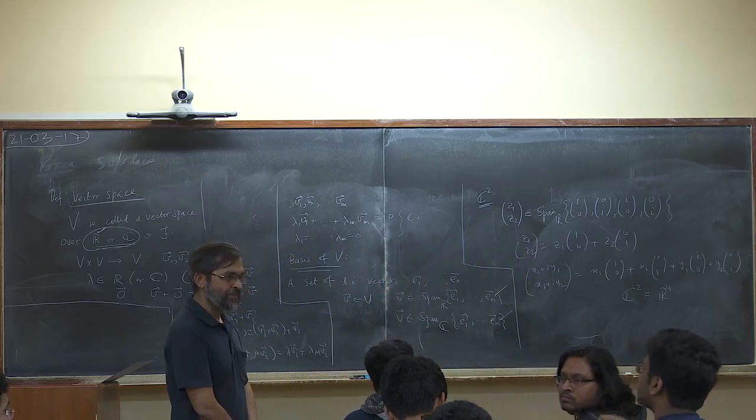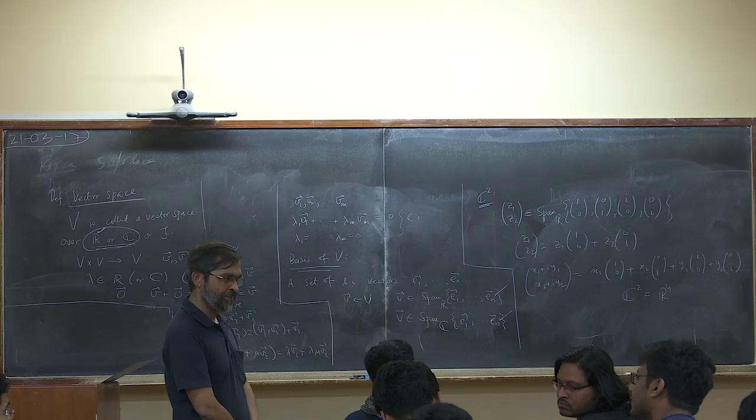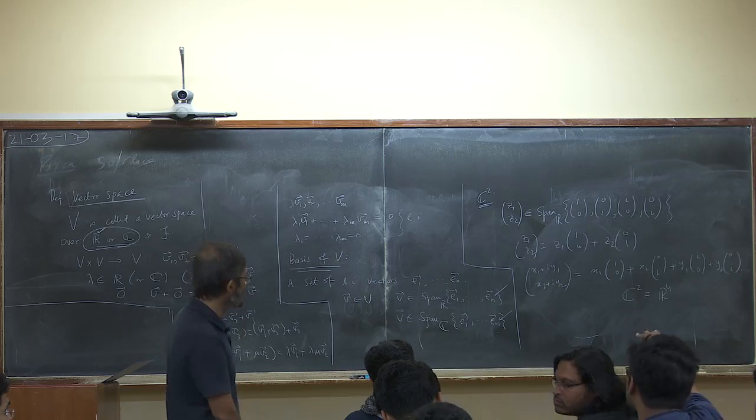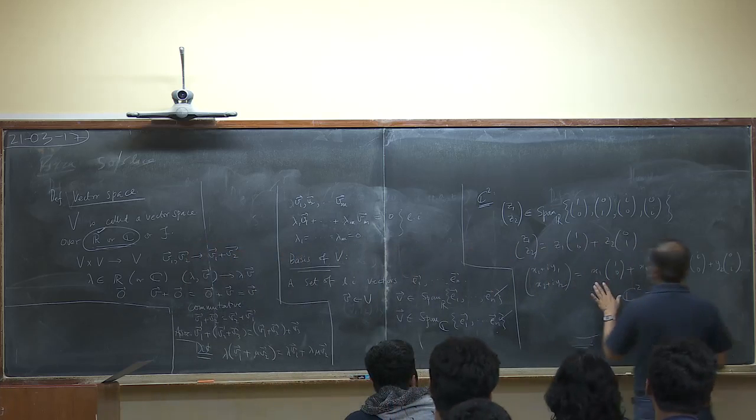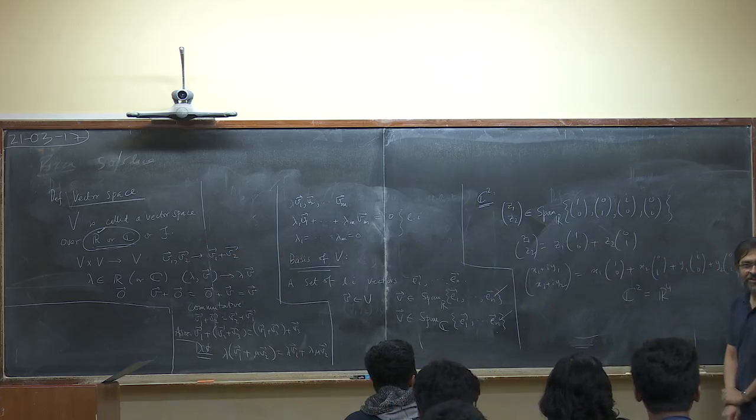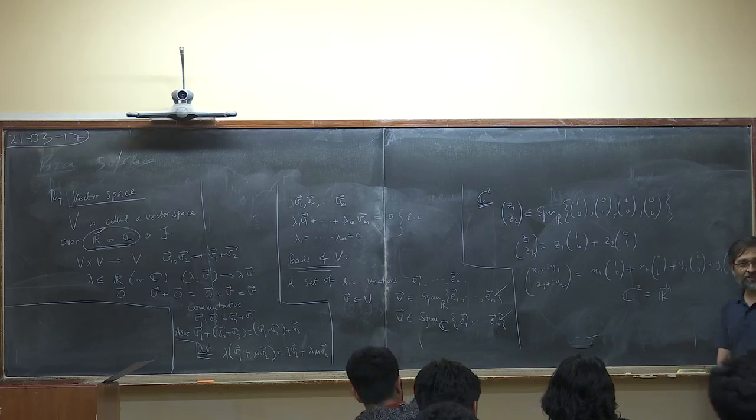So we are in a vector space, and the field over which the vector space is defined is part of the definition of the vector space. So are these two the same vector spaces or different vector spaces? Okay. So C2, when viewed as a vector space over R, is isomorphic.